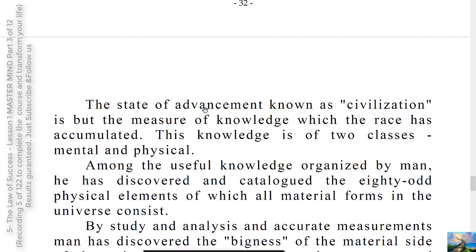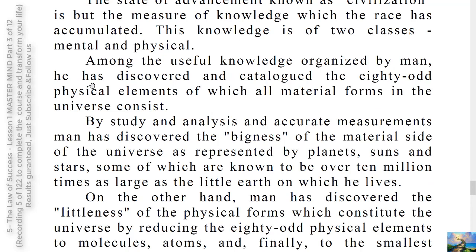The state of advancement known as civilization is but the measure of knowledge which the race has accumulated. This knowledge is of two classes, mental and physical. Among the useful knowledge organized by man, he has discovered and catalogued the 80-odd physical elements of which all material forms in the universe consist.